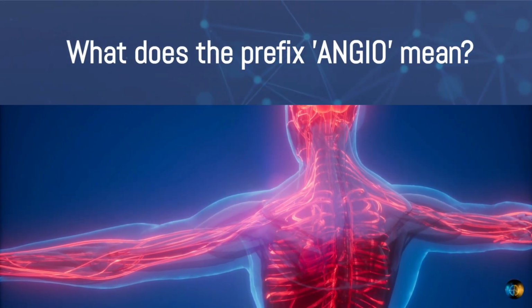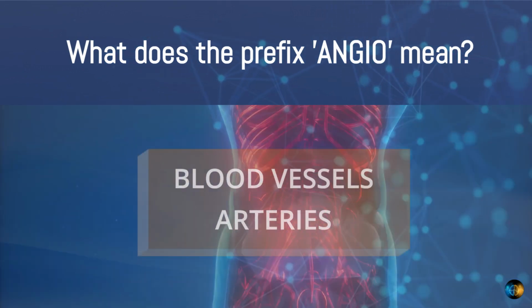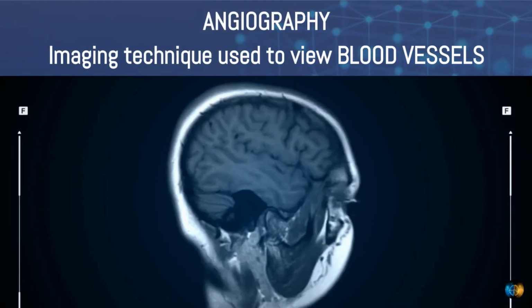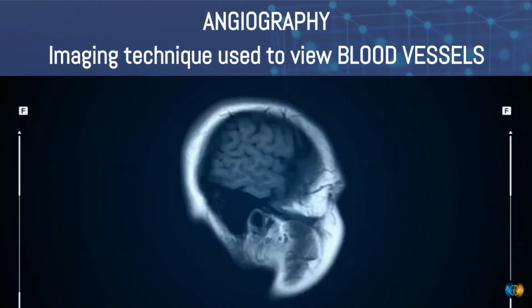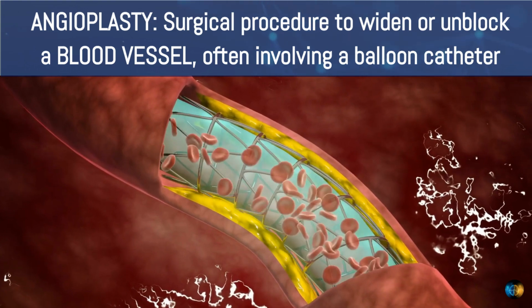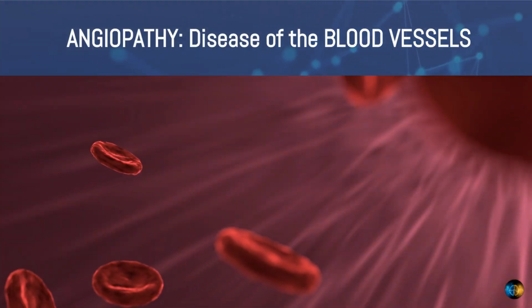What does the prefix angio mean? It refers to blood vessels or arteries. For example, angiography is an imaging technique used to view blood vessels. Angioplasty is a surgical procedure to widen or unblock a blood vessel, often involving a balloon catheter, and angiopathy is a disease of the blood vessels.